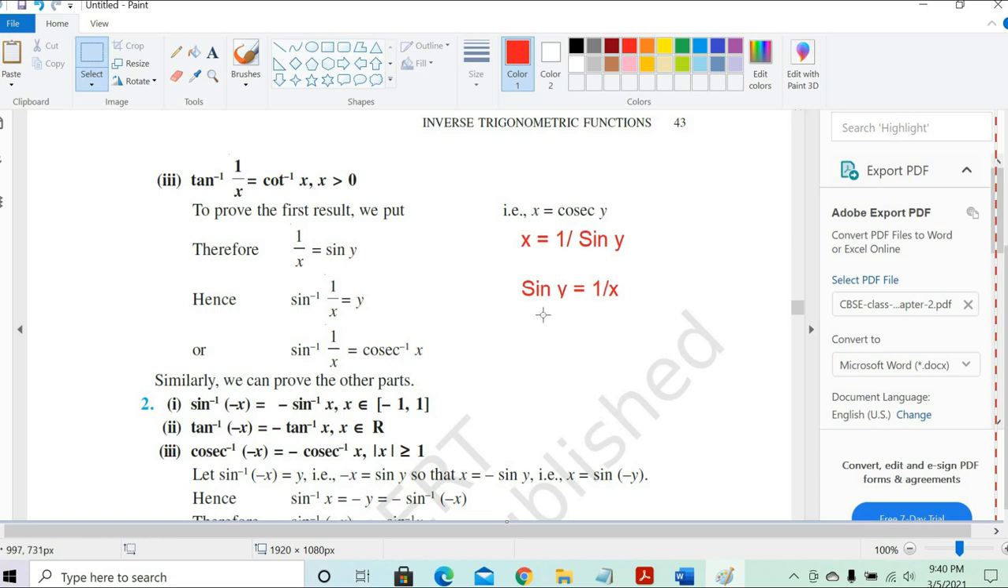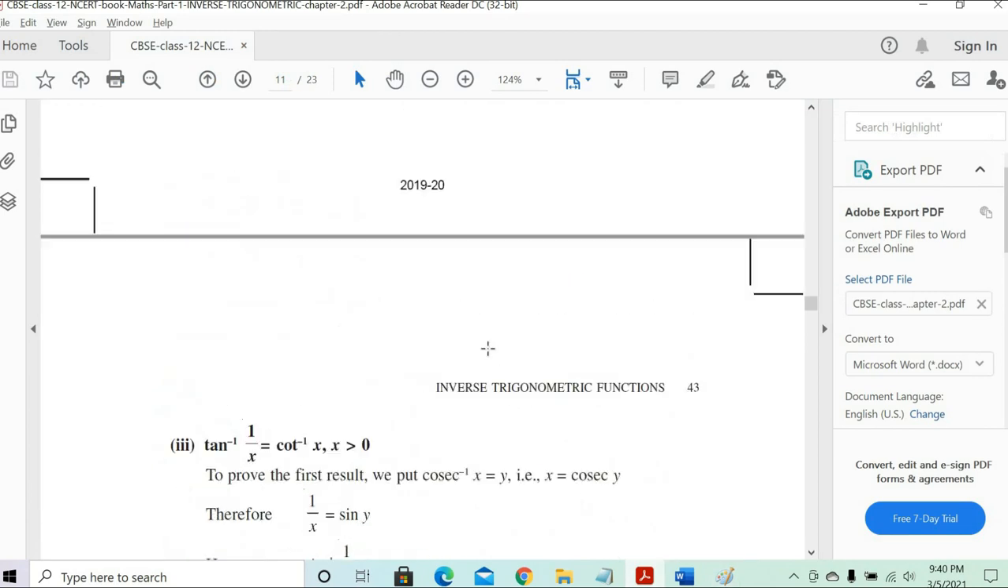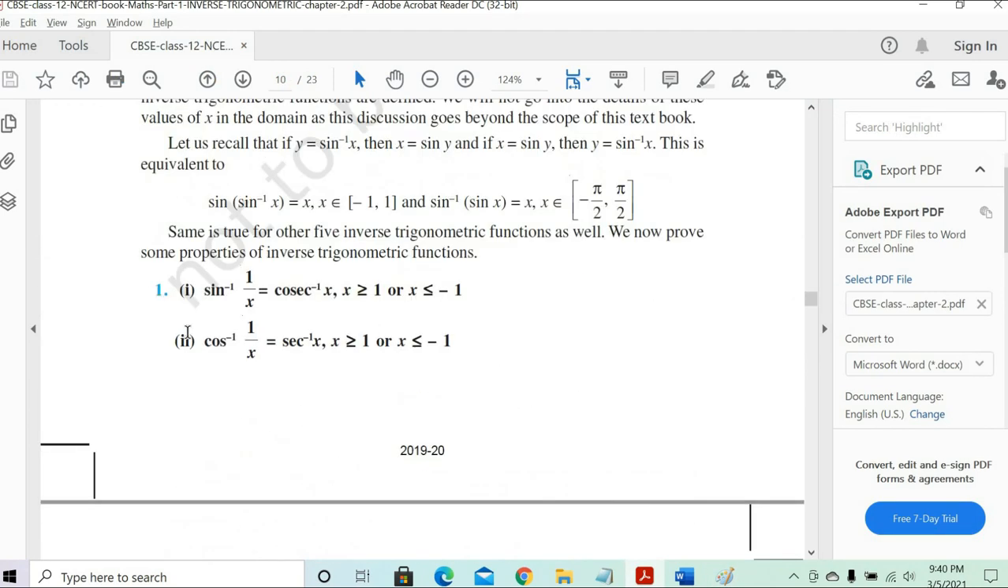Yes, sir. Understood? So basically reciprocal. Sin inverse 1 by x will become the cosec inverse x. Clear? Yes, sir. Clear. Okay, so now can you do it for the cos inverse x? Cos inverse 1 by x is equal to secant inverse x, and show it to me. Yes, I can try now. Yeah, second property. Try this.